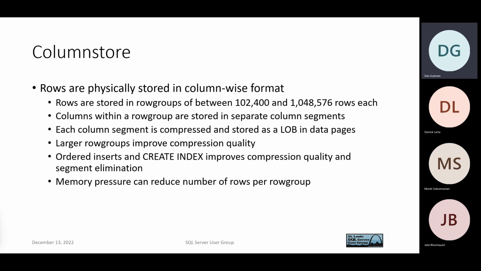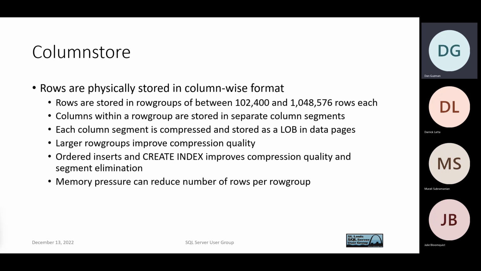And then the larger row groups: the more rows you have in a row group, the better your compression is going to be, because it can keep a dictionary to reduce redundant values and compress the data quite a bit more than you normally would. It's a different sort of compression technology than the traditional page and row compression we have on row stores.